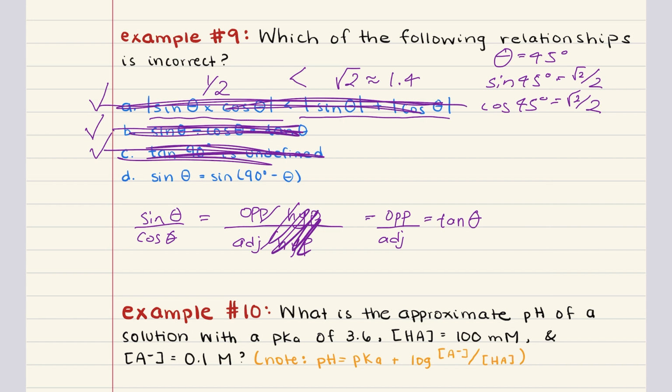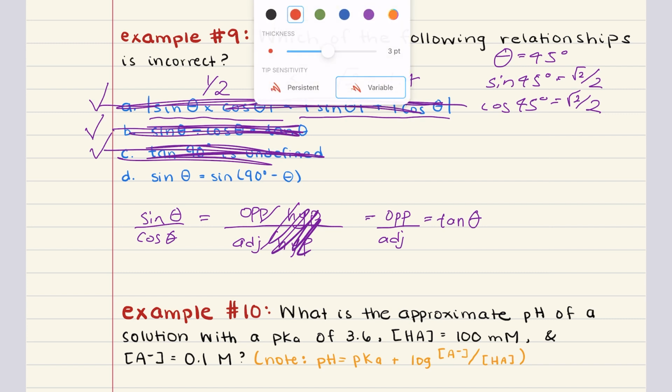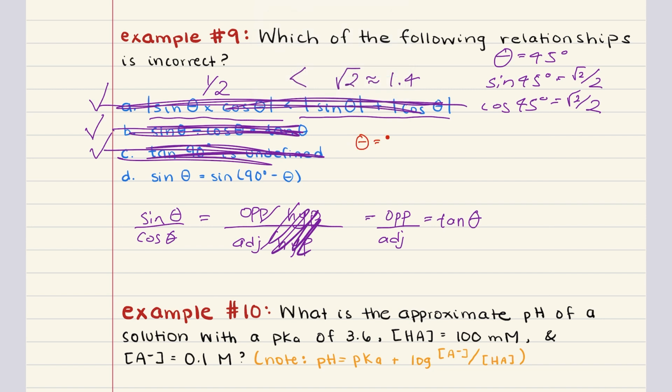Answer choice D is what we're left with, and this tells us that sine theta is equal to sine of 90 degrees minus theta. Now, let's try to figure this out by doing an example. Let's assume that theta is equal to 30 degrees. Sine 30 degrees is equal to 1/2.